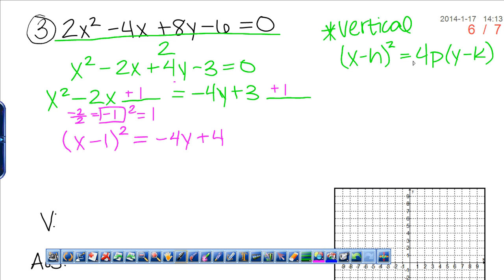Okay, compare to your goal. This was our goal, right? This is where we were trying to get to, and this is what we have. Are we done yet? No. Notice that you have to have y minus a number or y plus a number in here. Okay? So we have to pull out whatever coefficient of y we have. Here it's a negative 4. So we're going to have x minus 1 squared is equal to negative 4 times what?